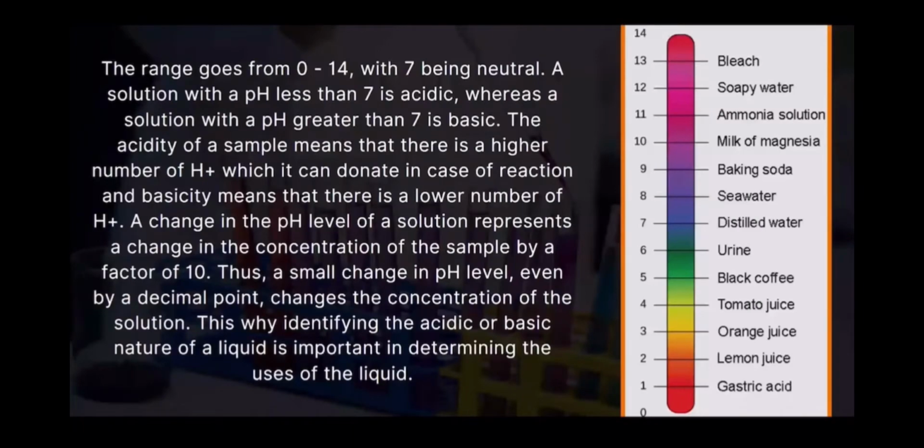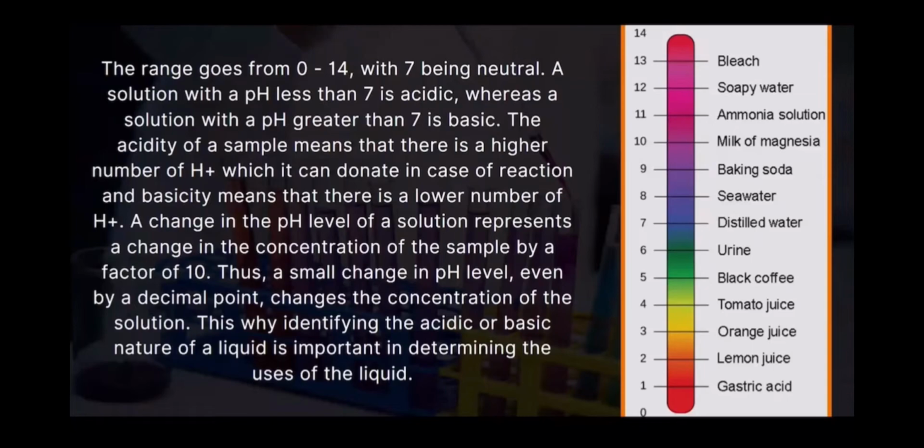The range goes from 0 to 14, with 7 being neutral. A solution with a pH less than 7 is acidic, whereas a solution with pH greater than 7 is basic. The acidity of a sample means that there is a higher number of hydrogen ions, which it can donate in case of reaction, and basicity means that there is a lower number of hydrogen ions.